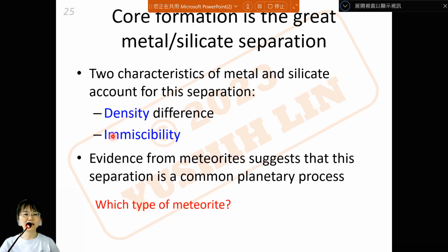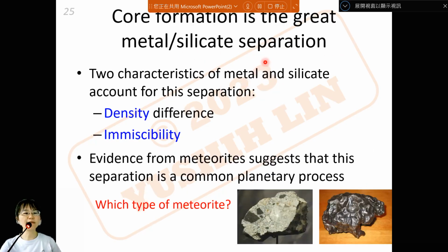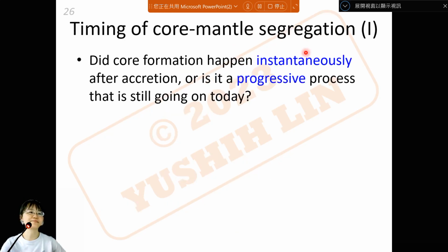Then you might ask, how fast is core mantle separation? Scientists have tried to answer this question, and that's the assignment, the hafnium-tungsten isotope pair. Did core formation happen instantaneously after accretion, or is it a progressive process that is still going on today? Is it still going on today?